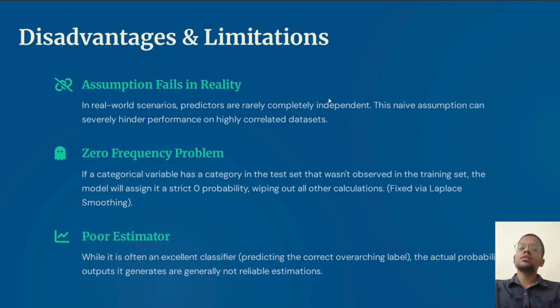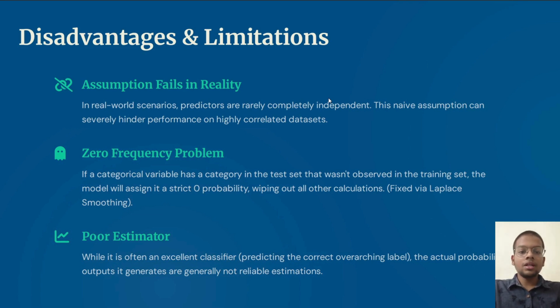Here are the key limitations to know. The independence assumption fails. In real world data, features are almost always correlated. On highly correlated datasets, the assumption can seriously hurt performance. Zero frequency problem. If a word appears in the test set but never appeared in the training, the model assigns it a probability of 0, which kills the entire calculation. The fix is Laplace smoothing, which adds a small count to every feature.